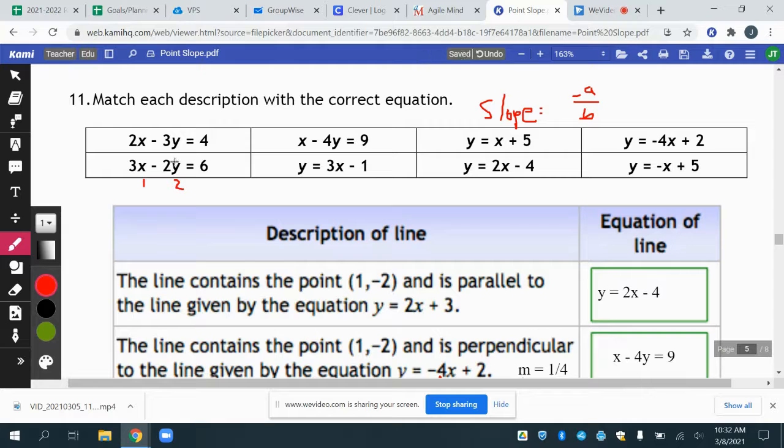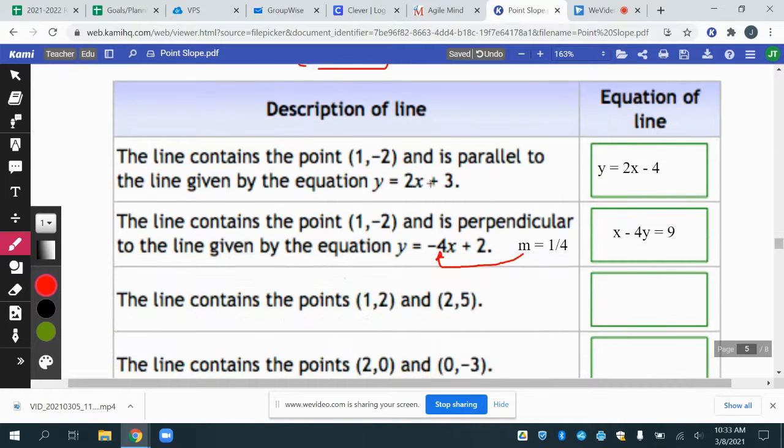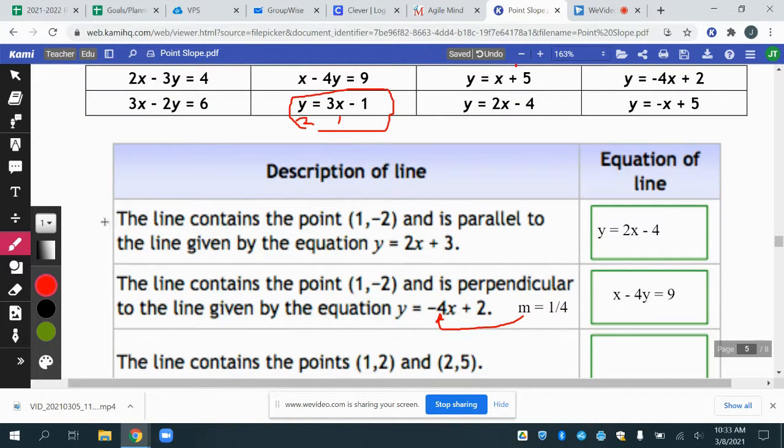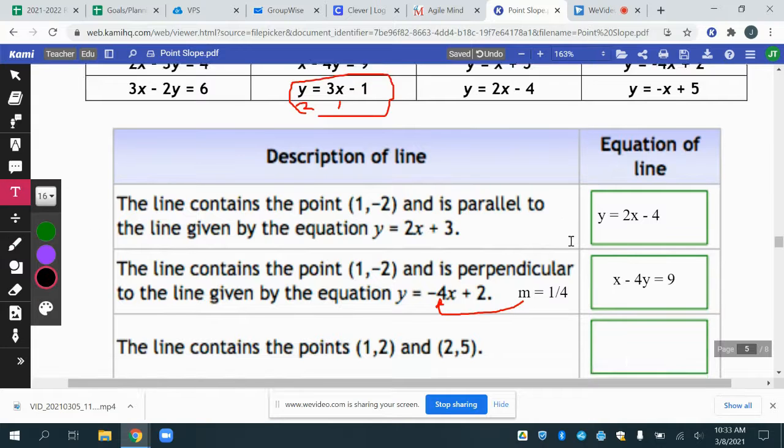Next, 3 minus 4 equals 6? Nope. 3 times 1 is 3, minus 1 is 2. Hey, this one works. Let me check the others. 1 times 2 is 2, minus 4 is negative 2. Doesn't work. Negative 1 plus 5 equals 2? Nope. There's only one of them that has the point (1, 2), so this must be the answer: y equals 3x minus 1.